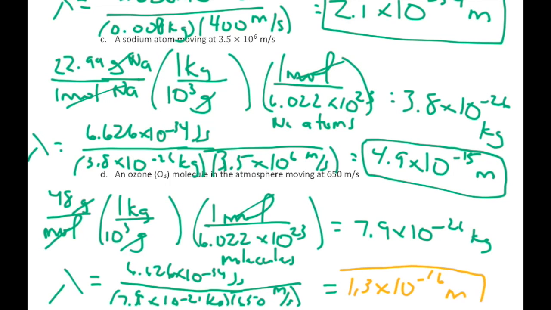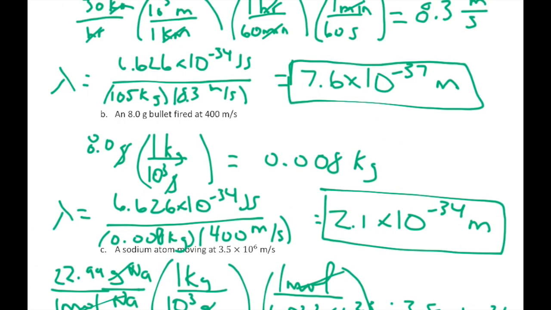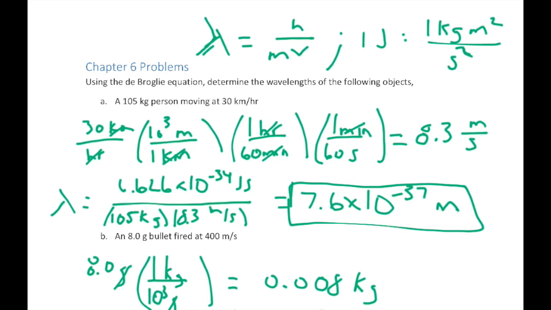So this is basically an overview on how to use the de Broglie equation to find wavelengths of matter. You plug in what you know, and you use this top equation to calculate.